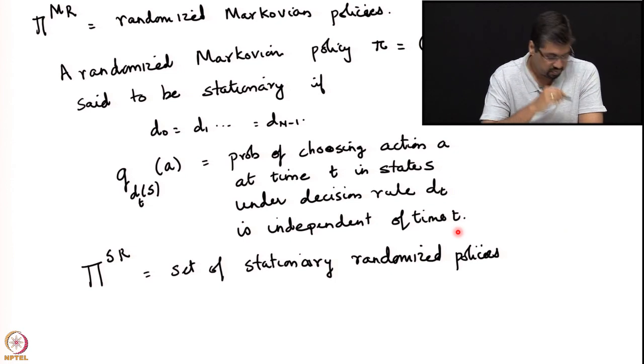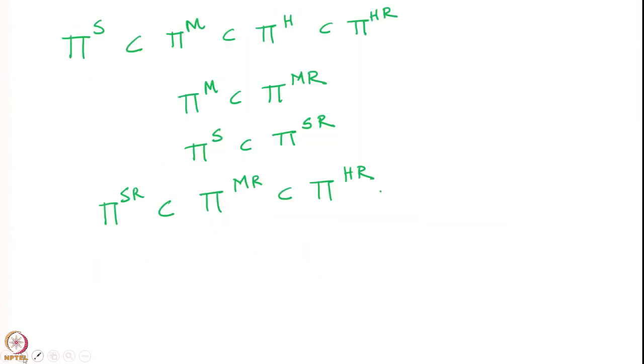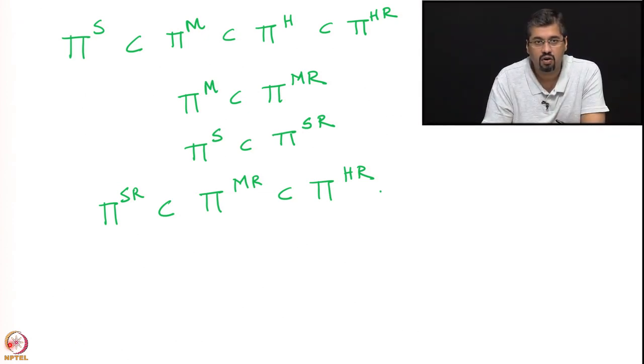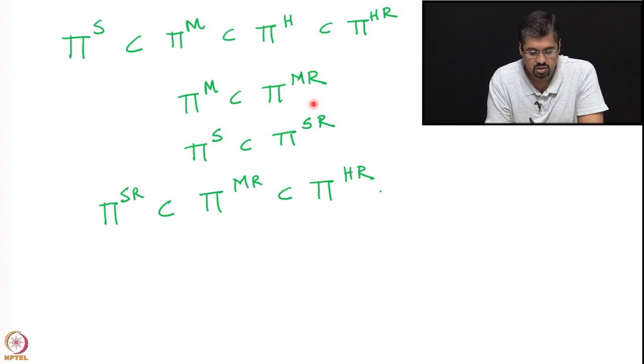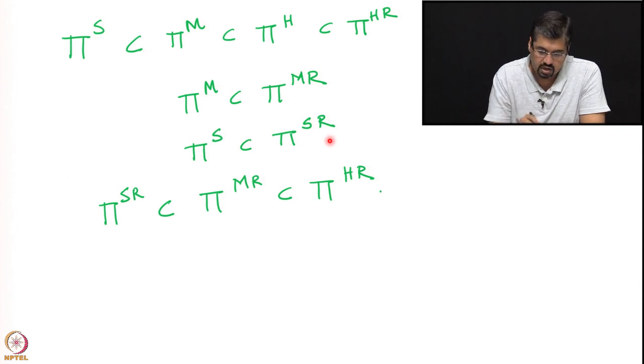This was called a stationary randomized policy. Now, we finally took note that any of these policies that are deterministic are special cases of their randomized counterparts. So, a Markov policy is a special case of Markov randomized policies. Therefore, the set of Markov policies is included in the set of Markov randomized policies. The set of stationary policies is included in the set of stationary randomized policies. The set of history dependent policies is included in the set of history dependent randomized policies.